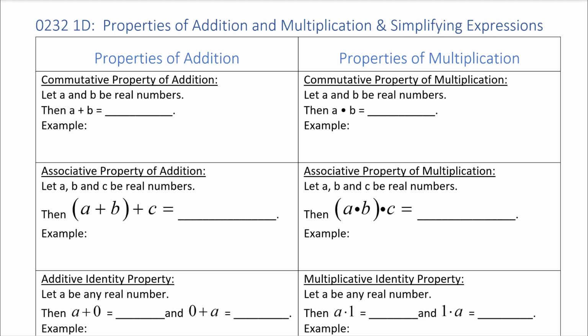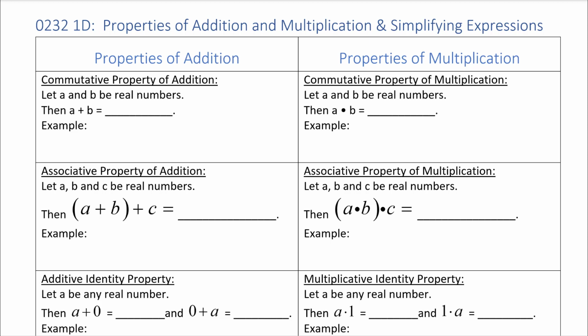Okay, so in this lesson we're going to be talking about properties of addition and properties of multiplication, and we're also going to be simplifying expressions. In this first chart I have properties of addition on the left, properties of multiplication on the right, but as you'll notice they're very similar, so when we talk about the commutative property of addition, I'll then talk about the same commutative property but of multiplication.